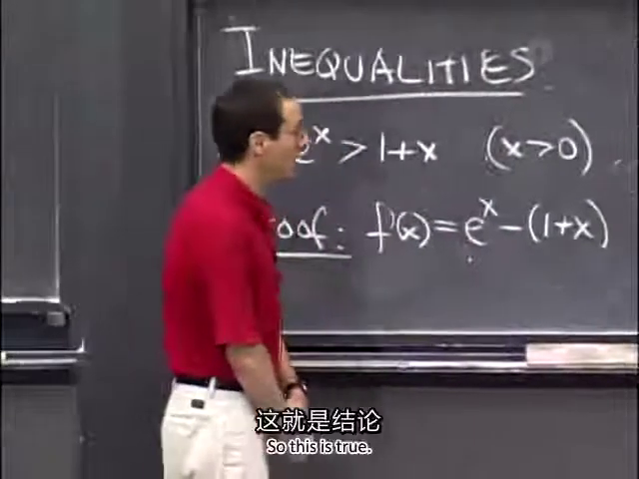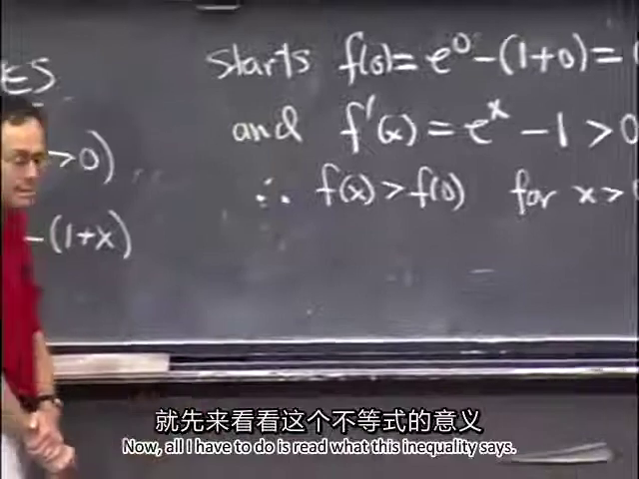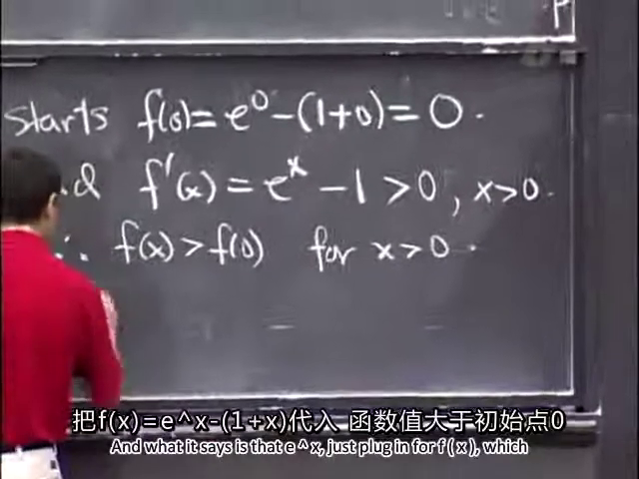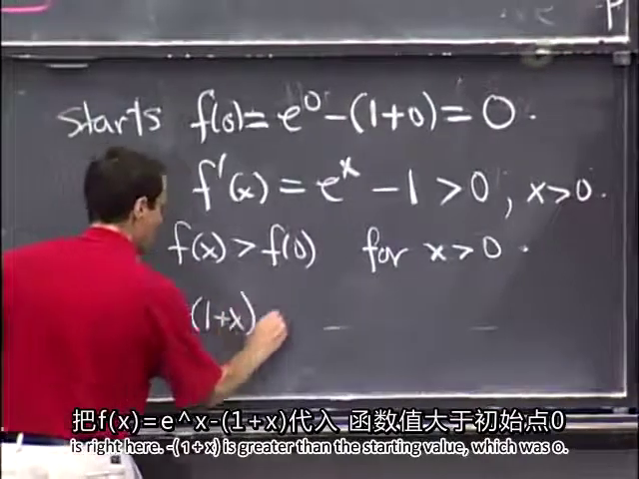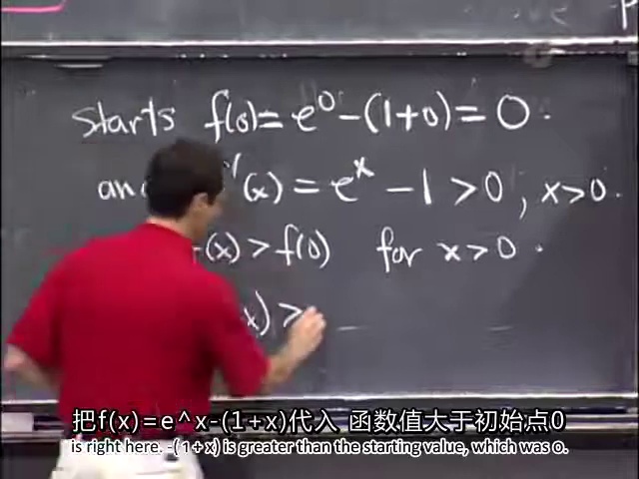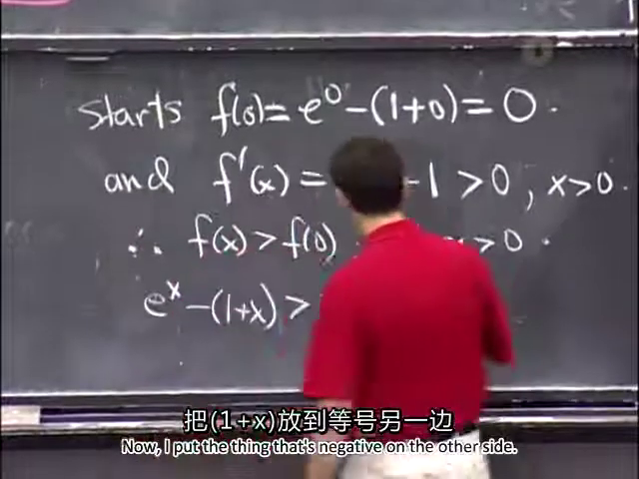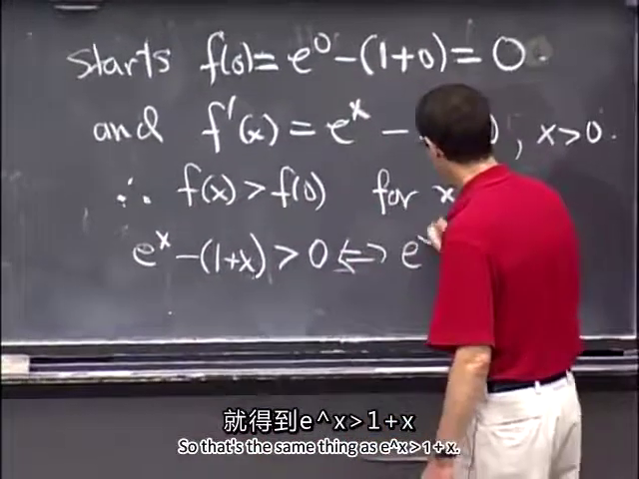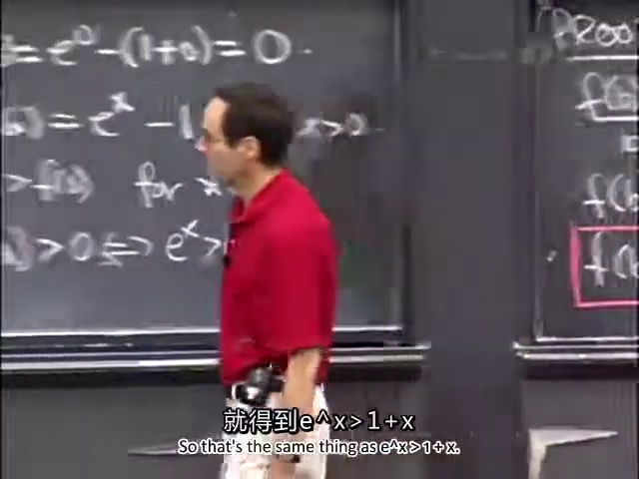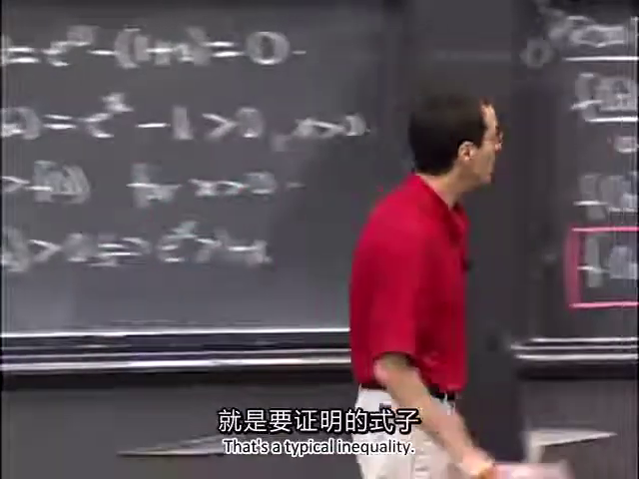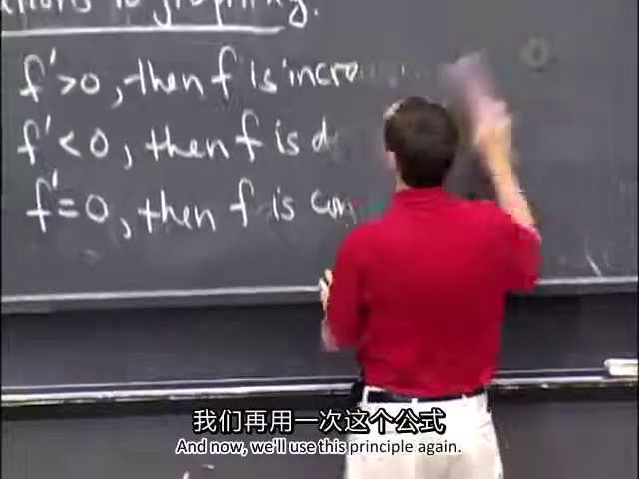So this is true. Now all I have to do is read what this inequality says. And what it says is that e^x, just plug in for f(x), minus (1 plus x) is greater than the starting value, which was 0. And now I put the thing that's negative on the other side, so that's the same thing as e^x is bigger than 1 plus x. That's a typical inequality. And now we'll use this principle again.